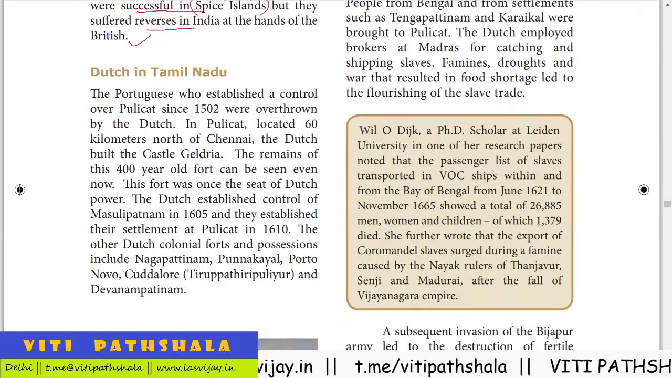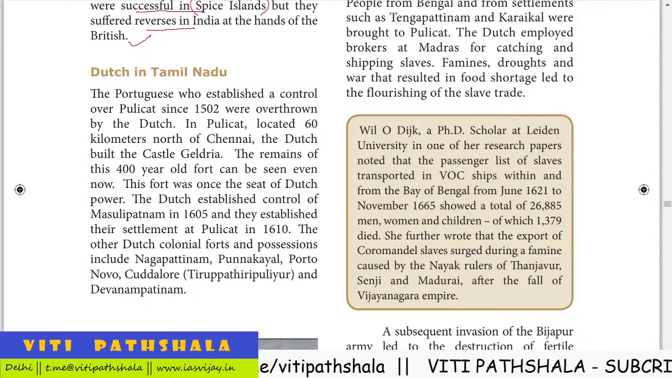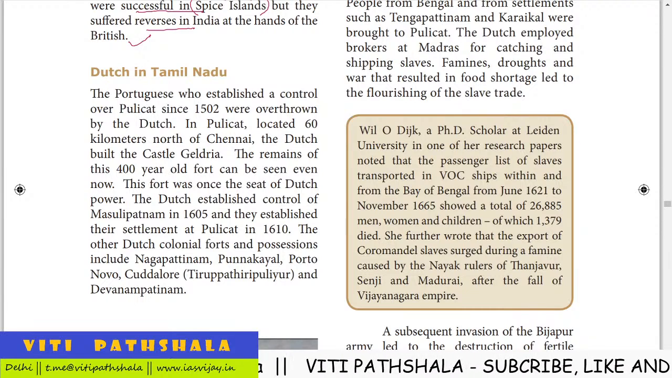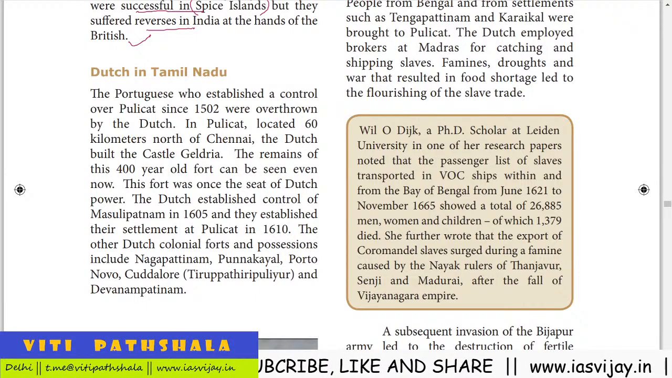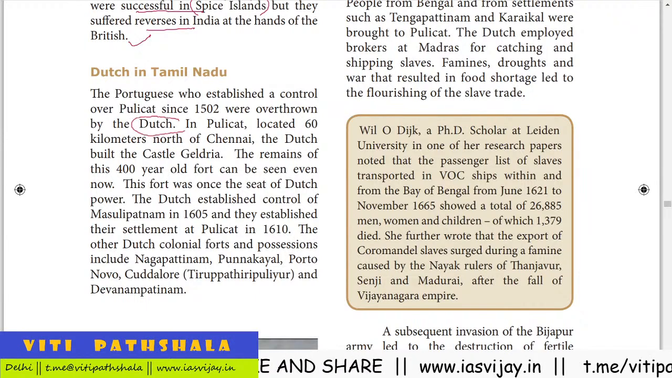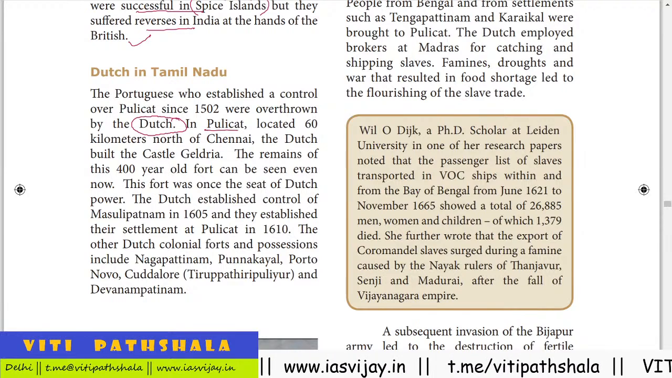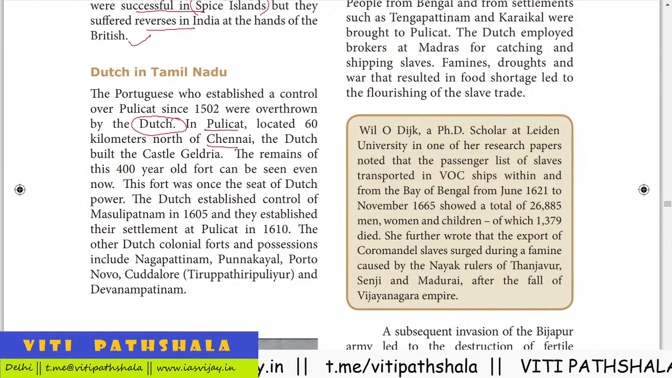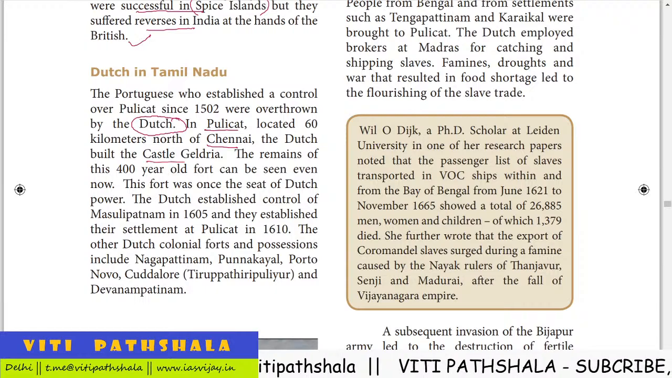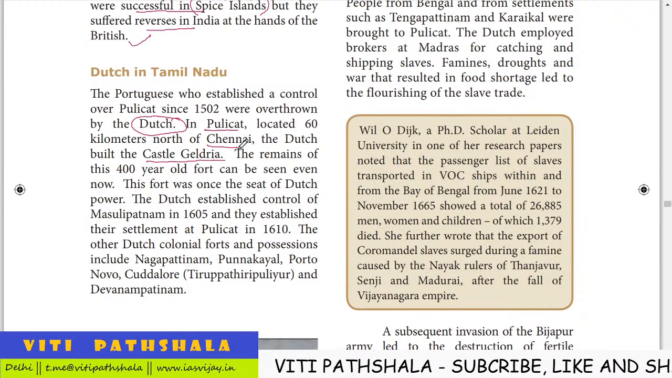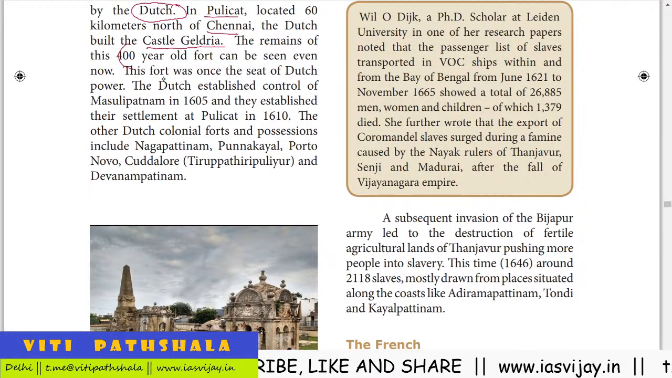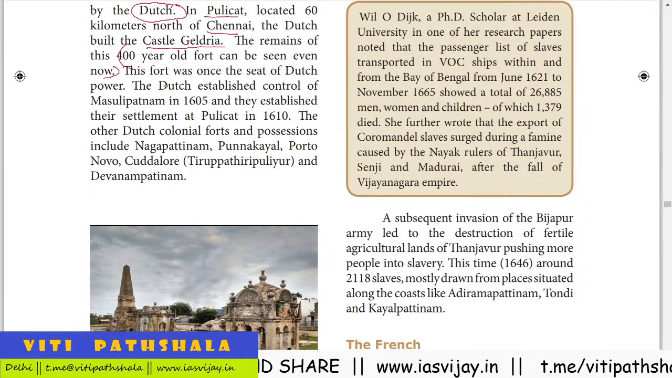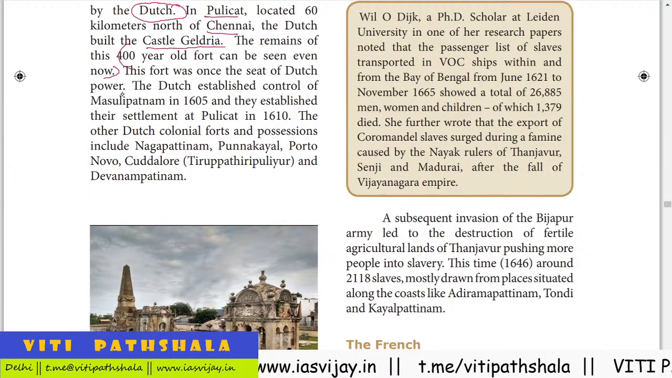If we talk about the Dutch in Tamil Nadu, the Portuguese who established control over Pulicat since 1502 were overthrown by the Dutch. In Pulicat, located 60 km north of Chennai, the Dutch built the Castle Geldria. The remains of this 400 years old fort can be seen now. The fort was once the seat of the Dutch power.